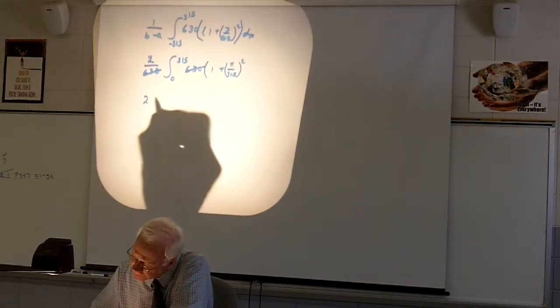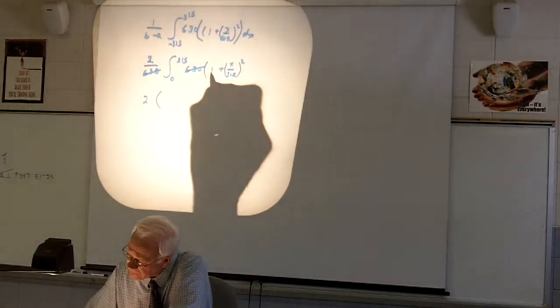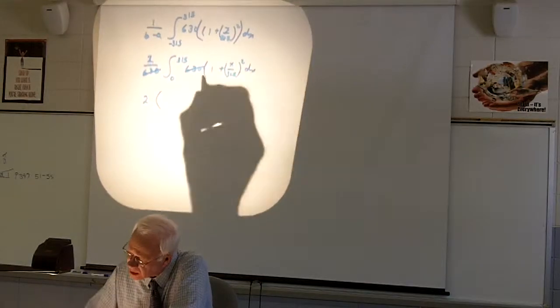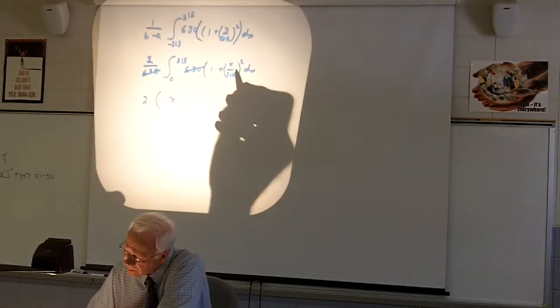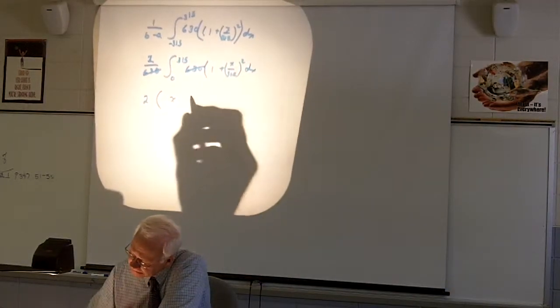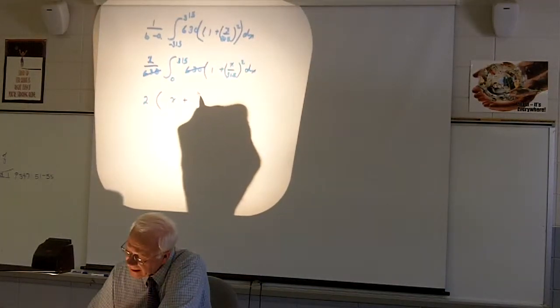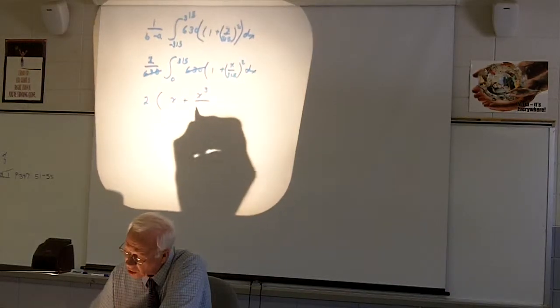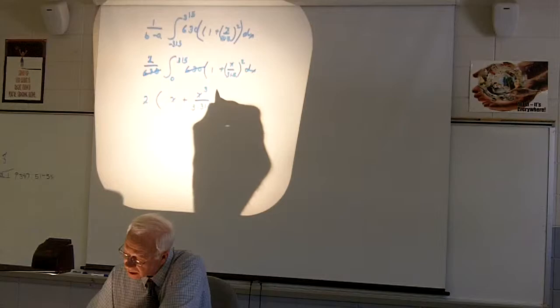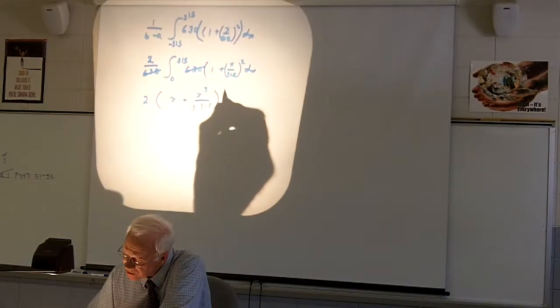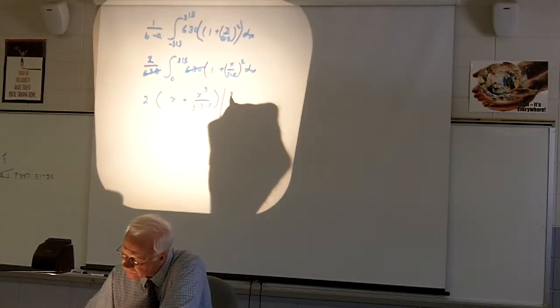I've got a 2 here, and I'm going to take the antiderivative of this. Oh, I have to have dx back here. What's the antiderivative of that? X. Okay, and what's the antiderivative of this? X to the third all over 3 times 315. And now that's all from 0 to 315.